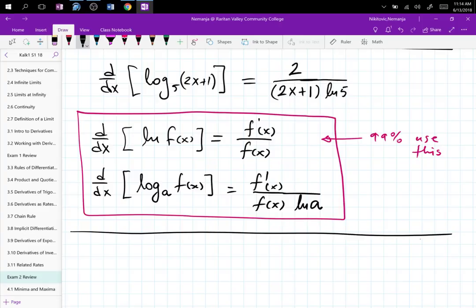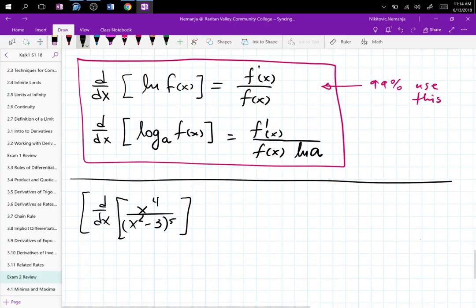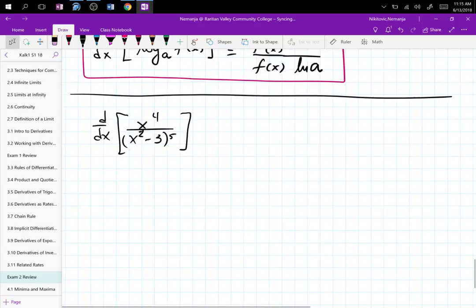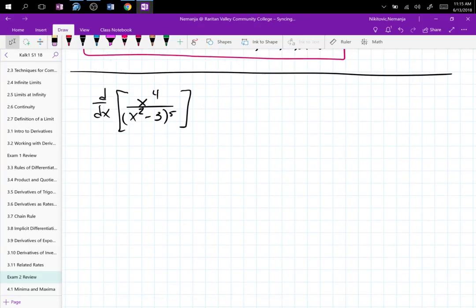Take the derivative of x to the fourth over x squared minus 3 to the fifth. I can't put my brackets. There we go, that's squared. So, I will use logarithmic differentiation, and instead of just writing the answer, which I obviously can, I'm just going to work out all of the steps so you can see those steps one more time.